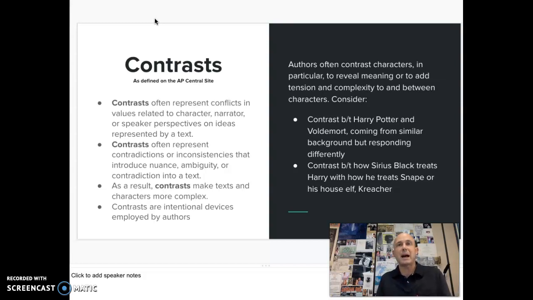So I put Sirius Black. If you see how he treats his house elf Creature or Snape, it's a little bit shocking when you see how loving and caring he can be to other people. So that adds complexity, right, to that particular character. It's not all good, it's not all bad. Like one of those prompts that some of you wrote about, it's a little more morally ambiguous. So look for those contrasts here.